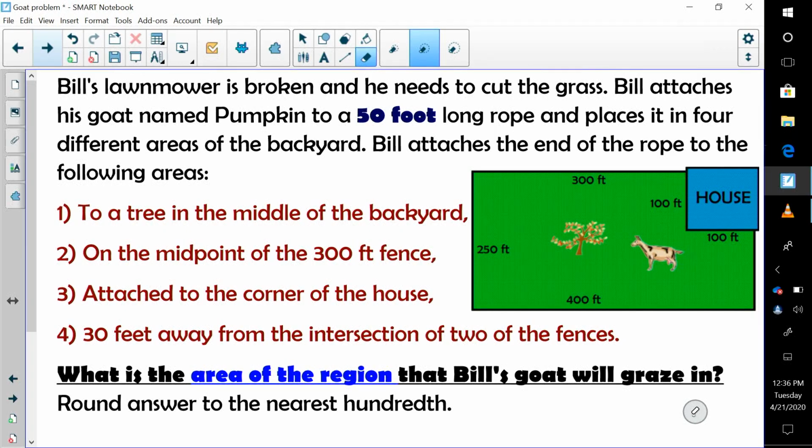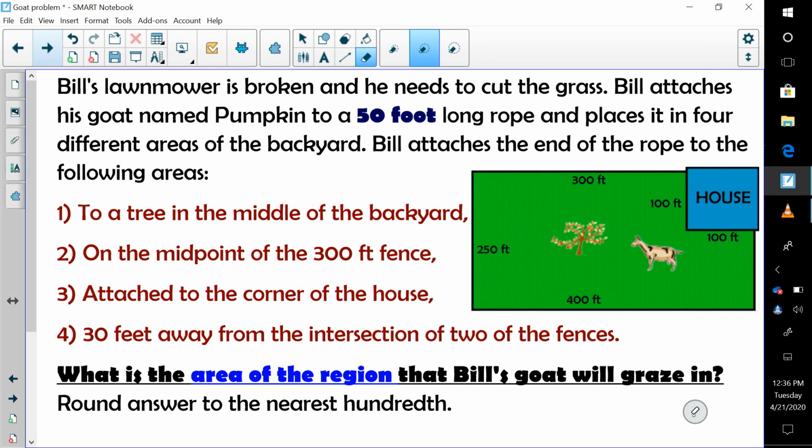Bill's lawnmower is broken and he needs to cut the grass. Bill attaches his goat named Pumpkin to a 50-foot long rope and places it in 4 different areas of the backyard. Bill attaches the end of the rope to the following areas. The first area is a tree in the middle of the backyard. The second is the midpoint of a 300-foot fence. The third is the corner of the house, and the fourth is 30 feet away from the intersection of the 2 fences.